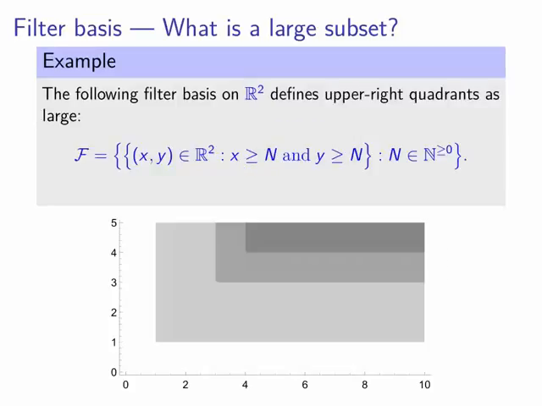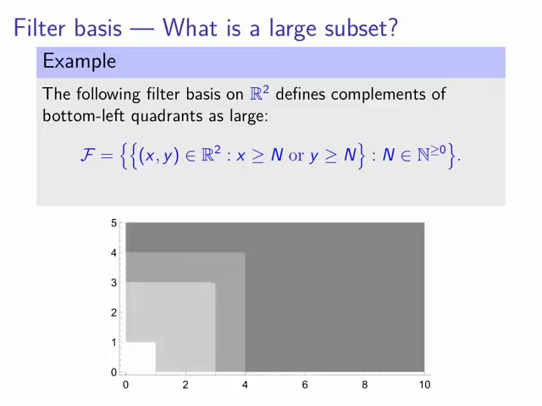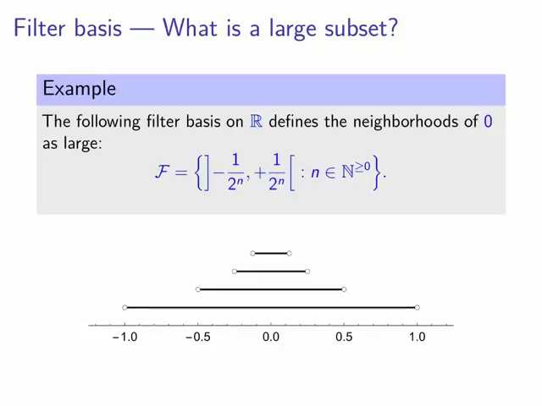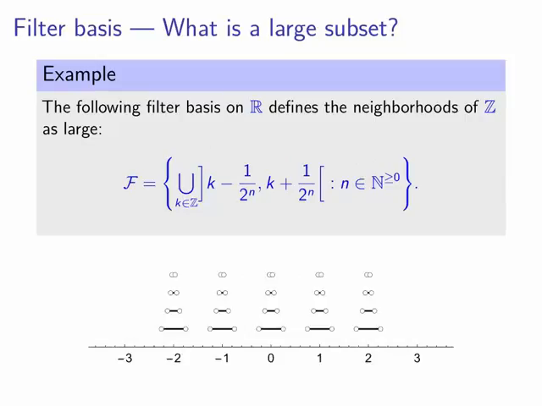On the real plane, upper right quadrants form a filter basis. And also, the complements of bottom left quadrants form a filter basis. And here's a filter basis which consists of the neighborhoods of 0. This filter basis consists of the neighborhoods of integers.